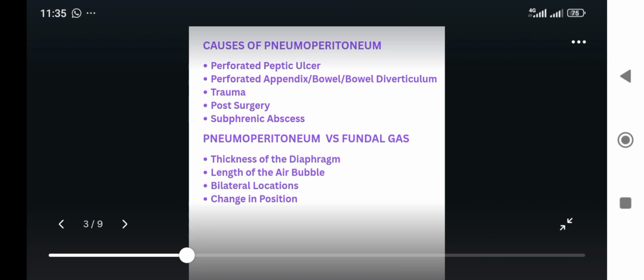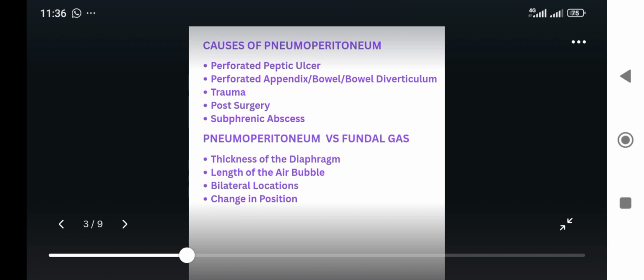Then also let's look at pneumoperitoneum versus fundal gas. In most cases the fundal gas may be mistaken as perforation or pneumoperitoneum, especially in some abdominally done chest X-rays, maybe due to patient position and all that. But there are some features we can use to differentiate fundal gas from pneumoperitoneum.